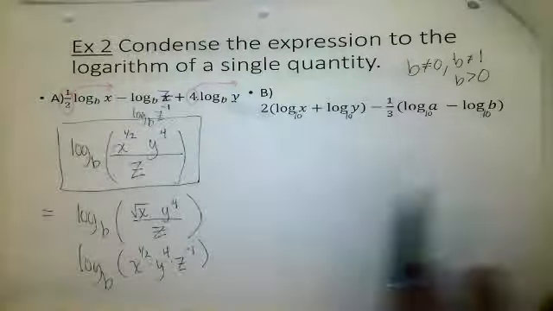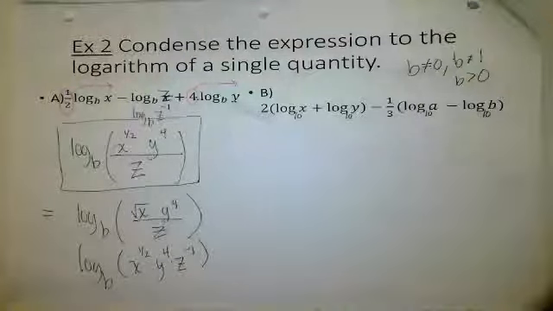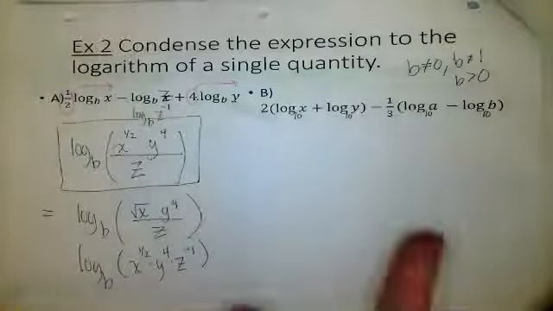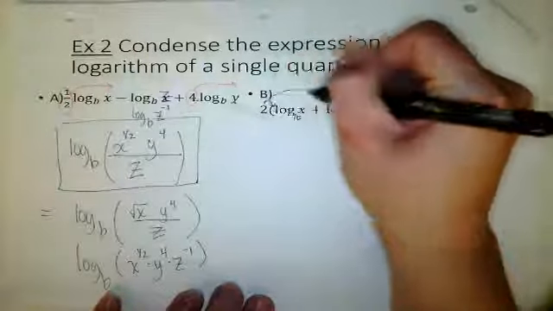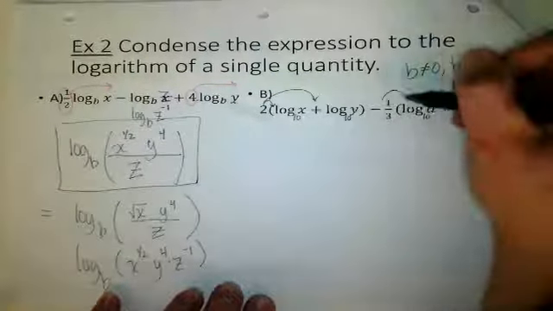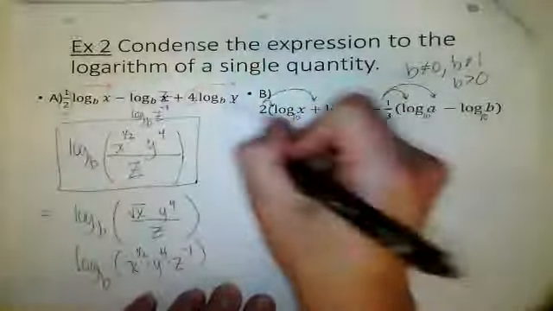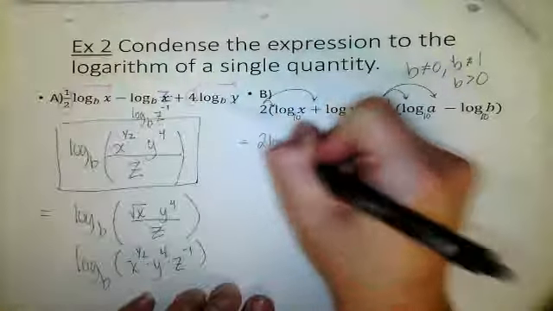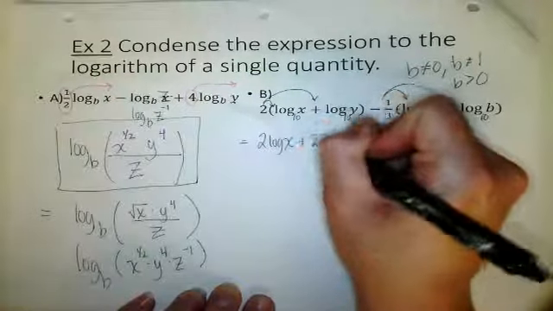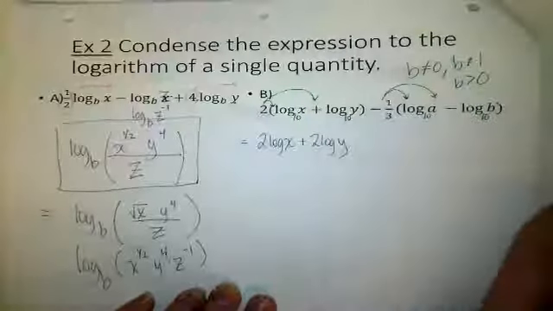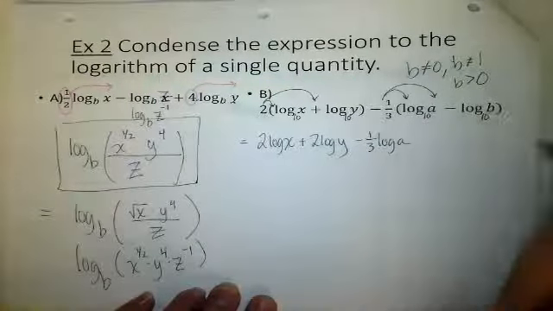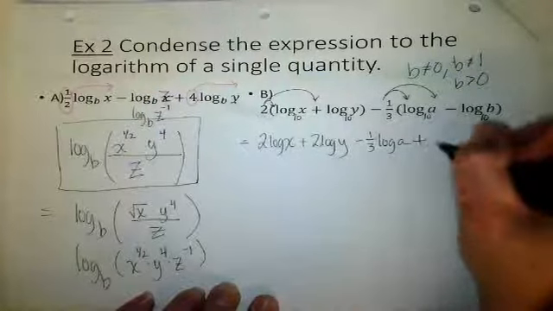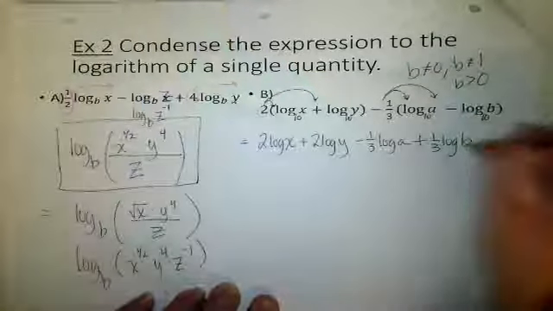What else is different about this function here? You have to distribute. Very good. Don't work with things when they're in parentheses like this. You have to be a little bit careful, but on something like this, I definitely want to distribute my 2 and distribute that negative 1/3. You want it fully expanded. So I'd write 2 log of x plus 2 times log of y minus 1/3 log of a plus 1/3 log of b.